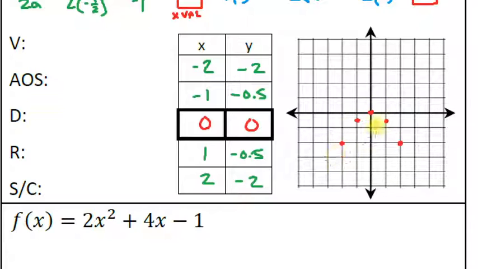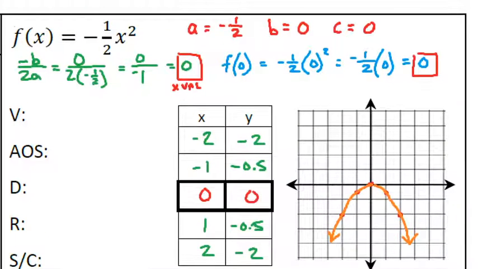Okay, is this a parabola? Well, it looks like a parabola to me. Let's go ahead and connect it together. You can't do it perfect, but try your best to get those points to be on the parabola, and then put arrows on the end. Looks like a parabola to me.